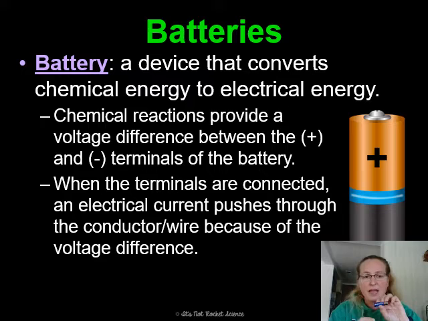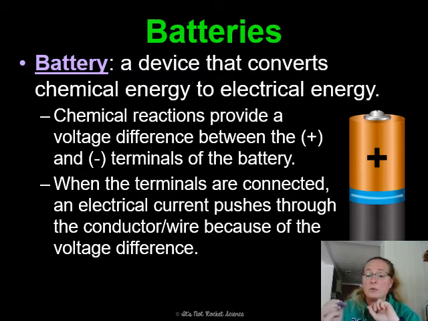But when those terminals are connected, an electrical current pushes through the conductor wire because of the voltage difference. Because there are more electrons at this end of the battery, thanks to those chemical reactions going on inside, than the positive end, the electrons are constantly moving this way. And because they are constantly moving this way, it's almost like a pump pumping those electrons and causing that current to go through.